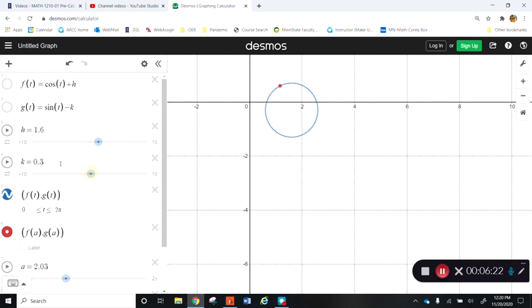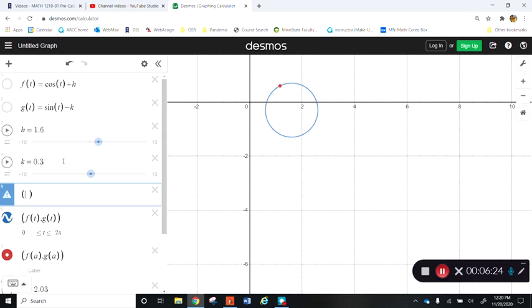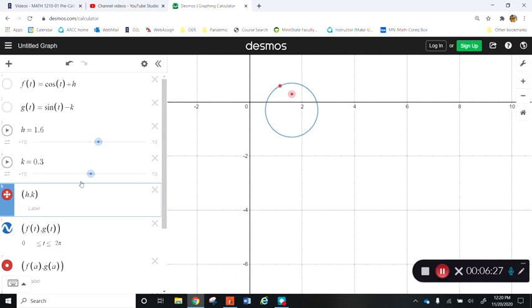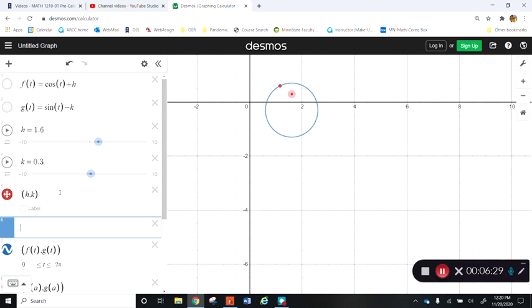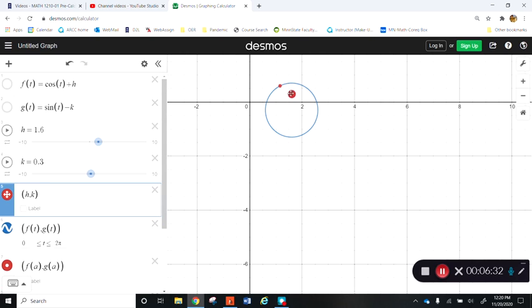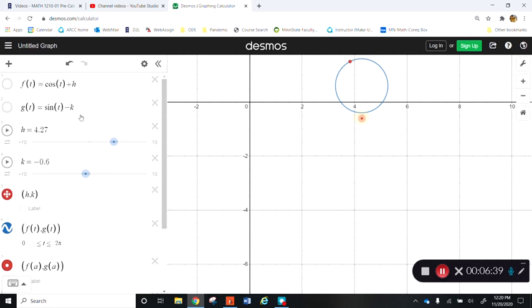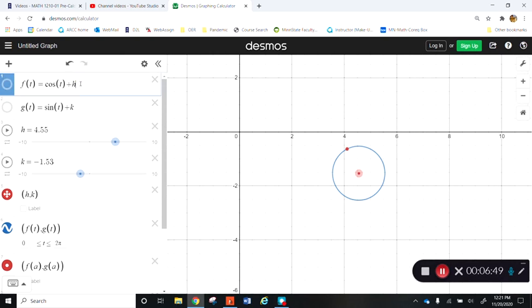In fact, on Desmos, you can do h comma k, and then I can grab that and move it around. Oh, something's wrong. Oh, I know what's wrong. It's because I did minus. Plus. There we go. So now if k is negative, it goes down. If k is positive, it goes up. So adding h and adding k at the end there makes it so that I can drag and move this wherever I want. Okay, so that's how you shift a circle.